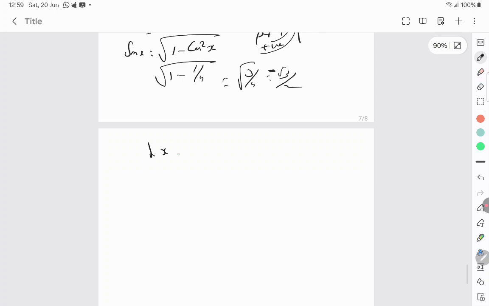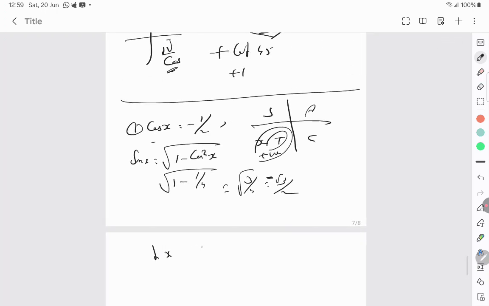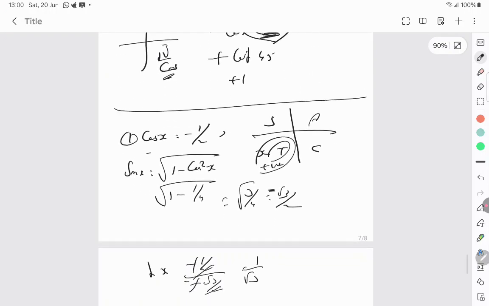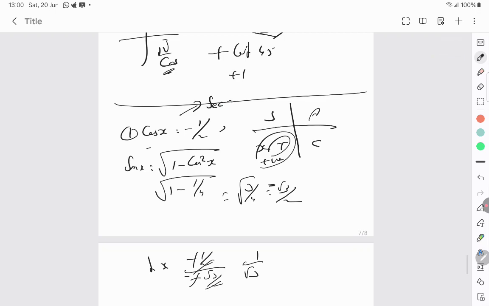And if you want tan x, then you can divide sine x by cos x, minus root 3 by 2 over minus 1 by 2. So it's a positive root 3. You can write answers like this. Depending on the quadrant, you should put the right symbol. And you can write secant is the reciprocal of cos, or minus 2. Cosecant is the reciprocal of sine, which is minus 2 by root 3.